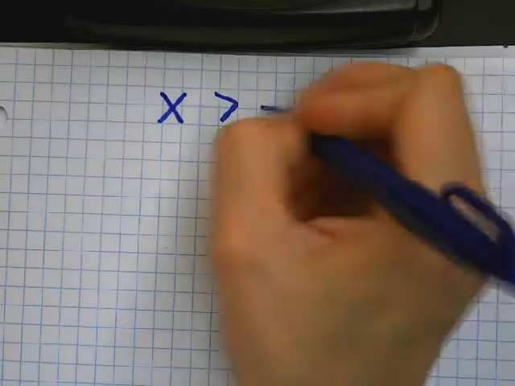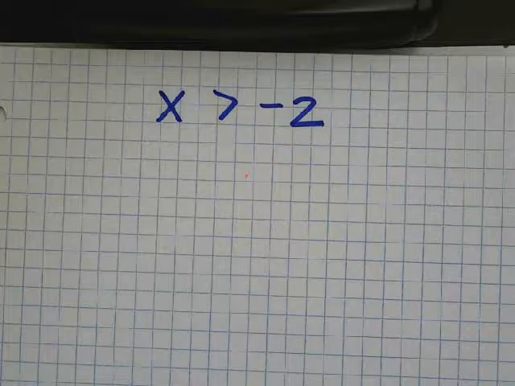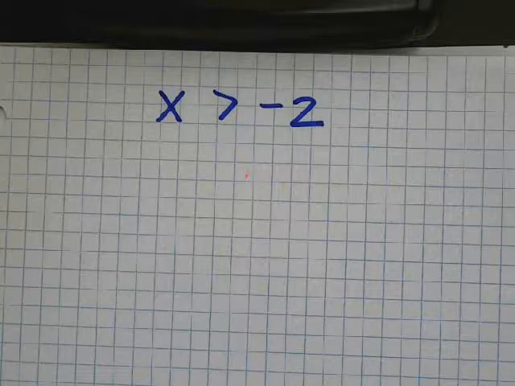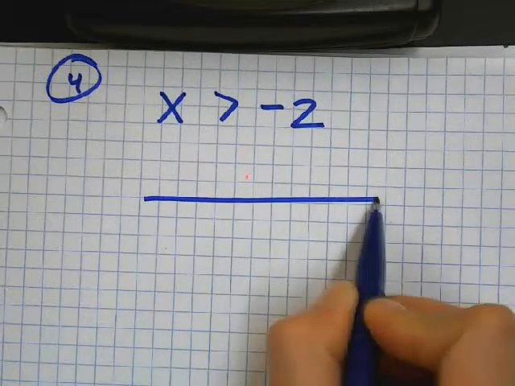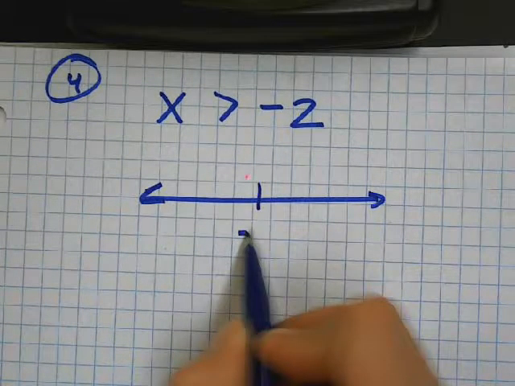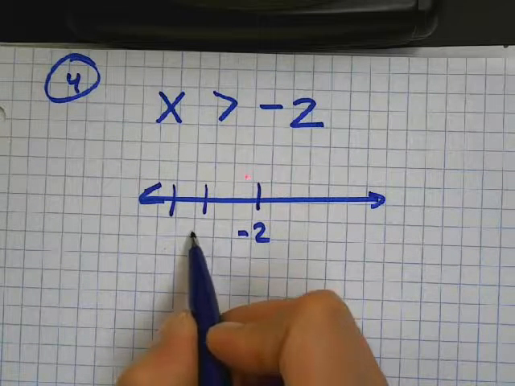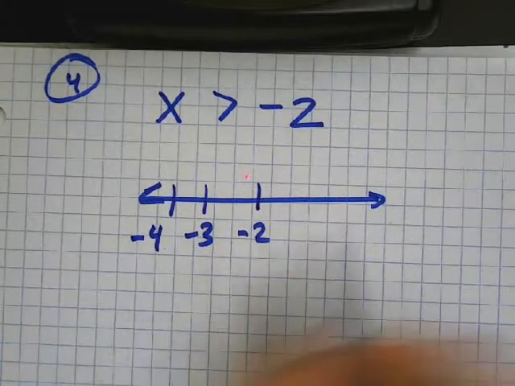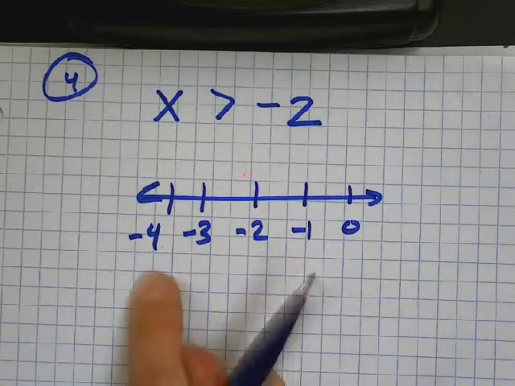Let's try some negative numbers. They're the same thing. So, guess what? It's the same thing. What number goes in the middle? -2. What numbers are below it? -3, -4. What numbers are above it? -1 and 0. So be careful on your number line. Remember on the number line, everything's kind of backwards.